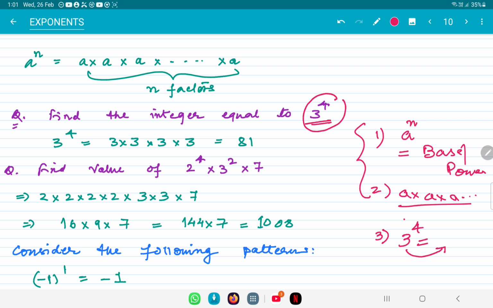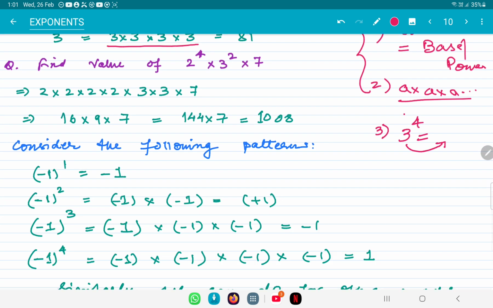Okay, 3 is the base and 4 is the power. As we know, 3 raised to the power 4 means 3 will come 4 times. So 3 multiplied by 3 multiplied by 3 multiplied by 3. Now it is coming 4 times, and when we multiply it, it becomes 81.